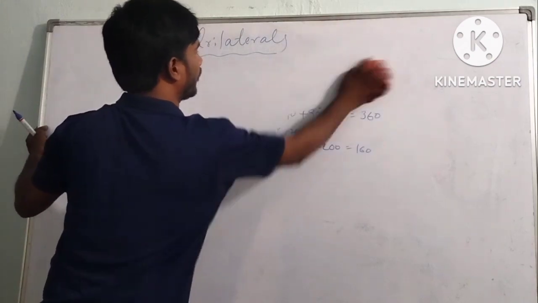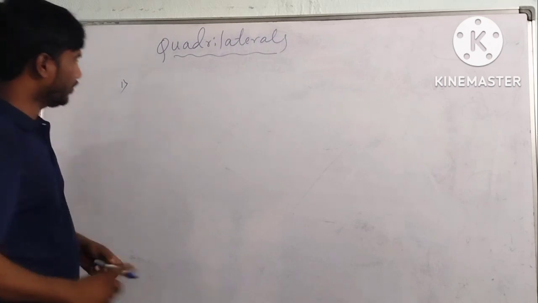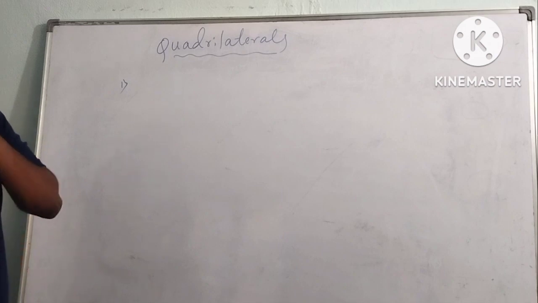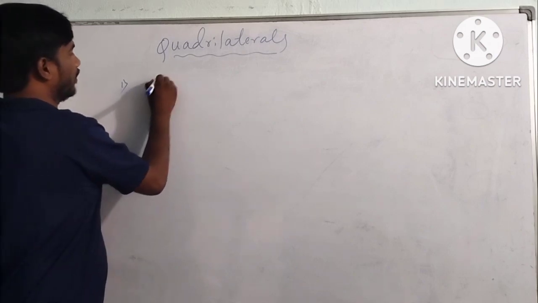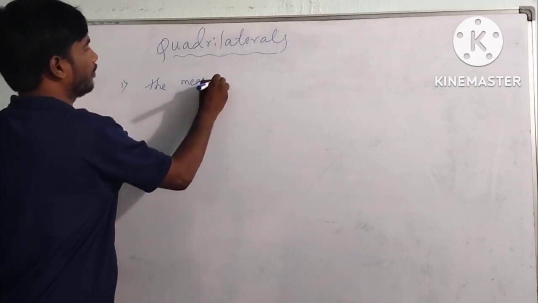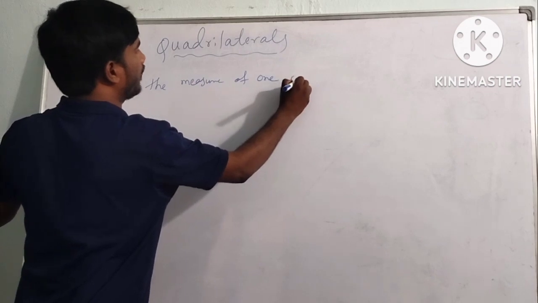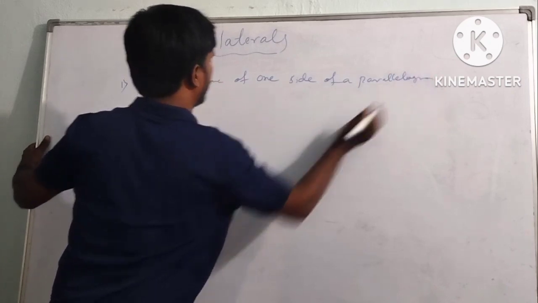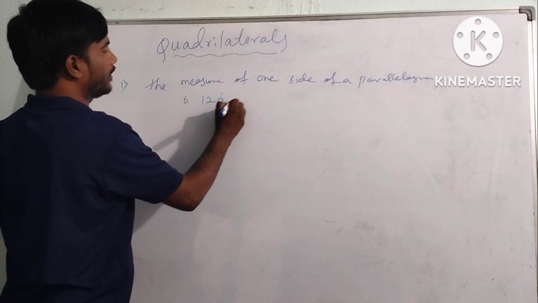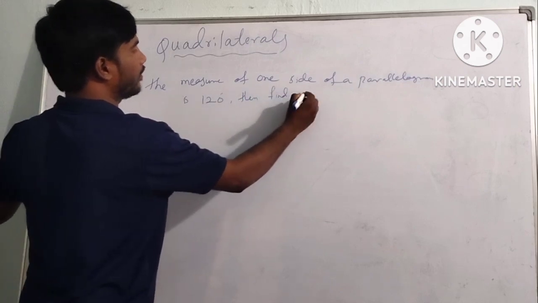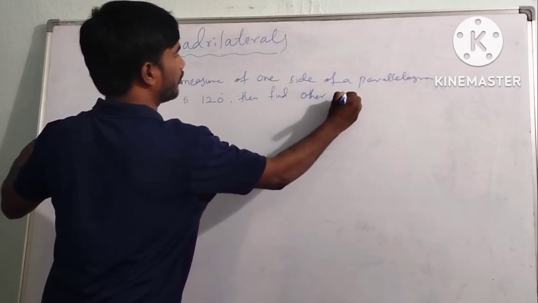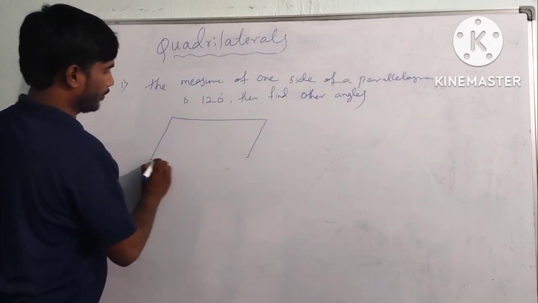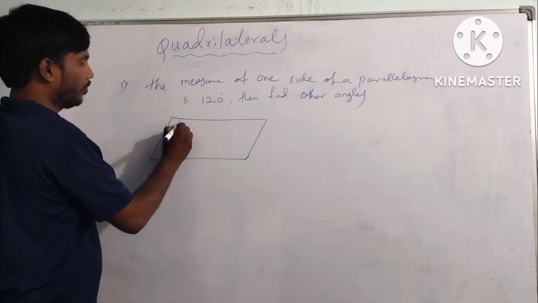Now, problems based on the parallelogram. One of the problems is: the measure of one angle of a parallelogram is 120 degrees, then find the other angles. What he gave is one of the angles, 120 degrees.